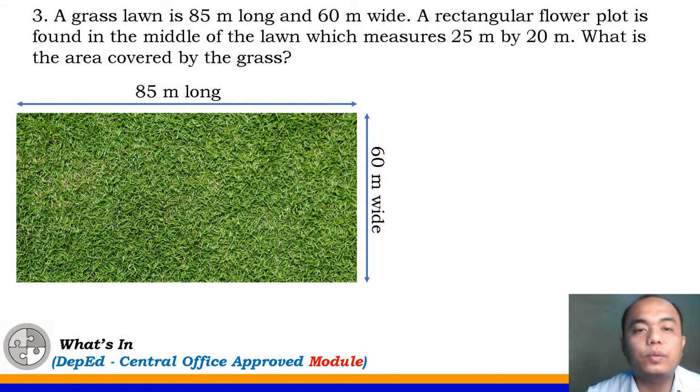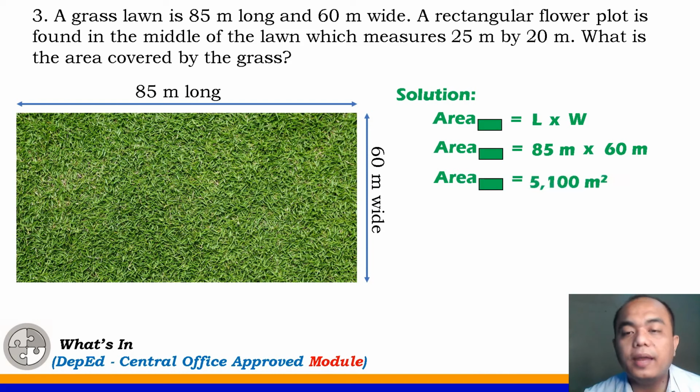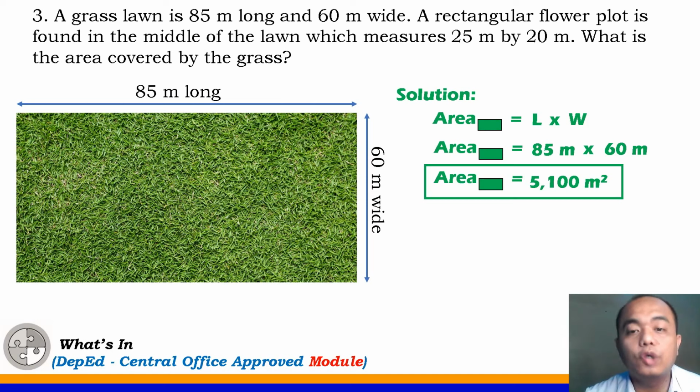Okay, let's start with solving the area of the grass first, which is your big rectangle. So length times width, and that is 85 times 60 meters, no? So if you will multiply that, will give you 5,100 square meters. Ito yung area ng whole grass. Since nag-overlap yung flower pot sa gitna ng lawn or grass lawn, then we will subtract it later on, no?